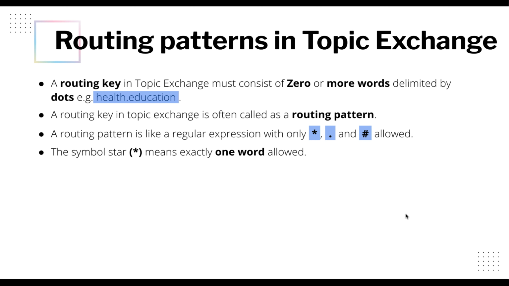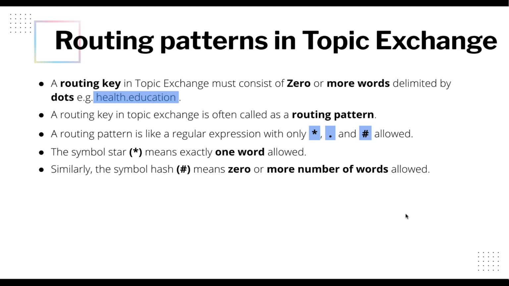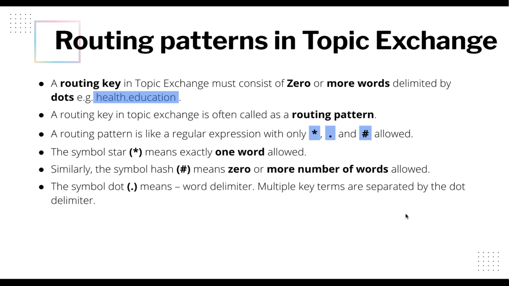The symbol star means exactly one word allowed. Similarly, the symbol hash means 0 or more number of words allowed of any values. The symbol dot means word delimiter. Multiple key terms are separated by the dot delimiter.